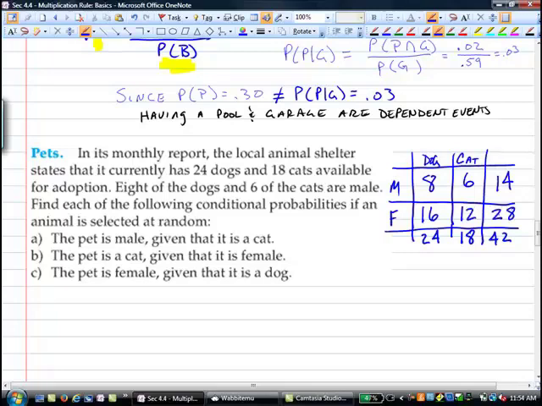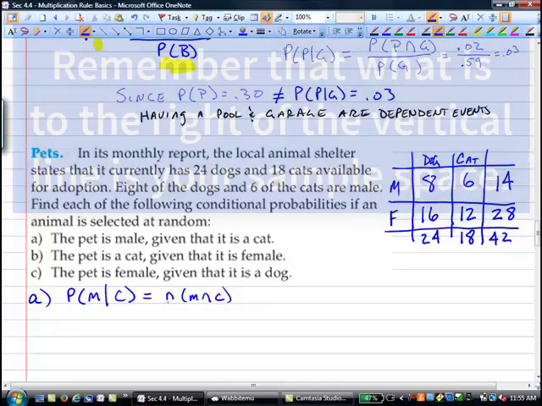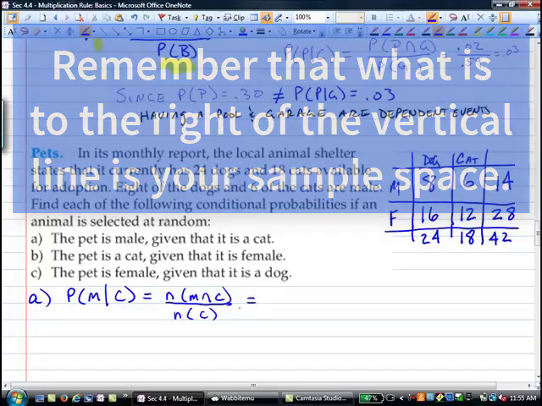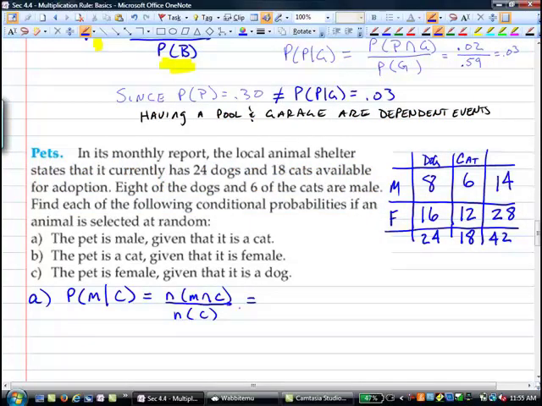In this problem, we're asked to find the probability that the pet is male given that it is a cat. So we're looking for the probability of a male cat. We can do this fairly easily looking at this table. That's going to be the number of male cats divided by the number of cats. The number of elements in your event divided by the number of elements in your sample space. How many male cats do we have? Out of, that reduces to 1/3.